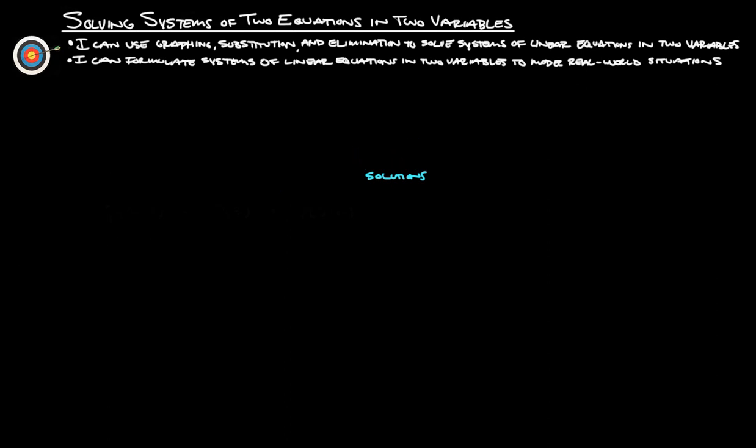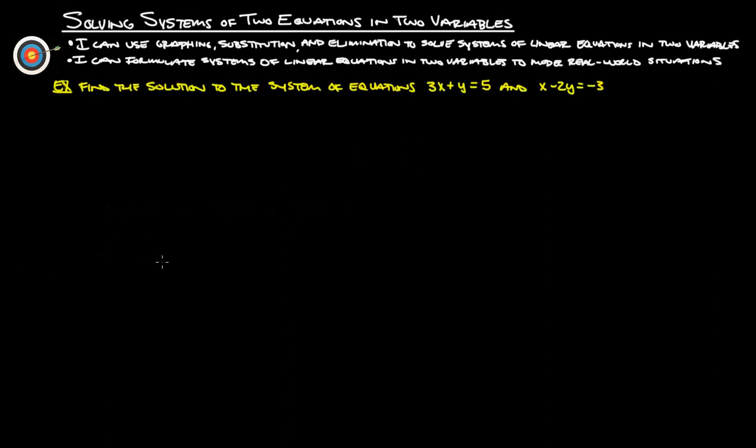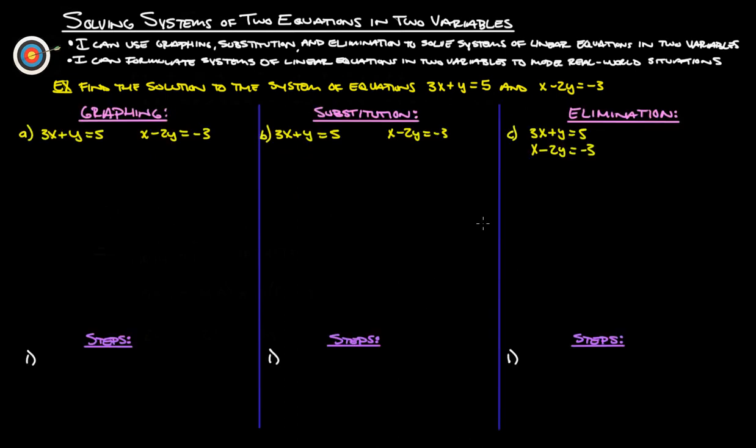So that's if the two lines are exactly the same. Okay? Now, with that, let's take a look at an example here. It says, find the solution to the system of equations 3x plus y equals 5 and x minus 2y equals negative 3. Now, there are three different ways that you can go about solving this, or at least I'm going to show you three different ways. There's graphing, there's substitution, and there's elimination.